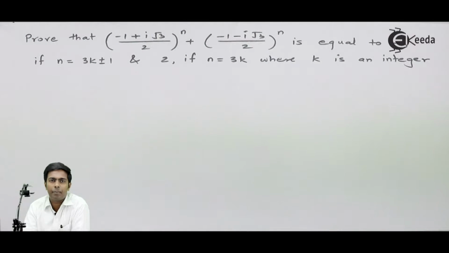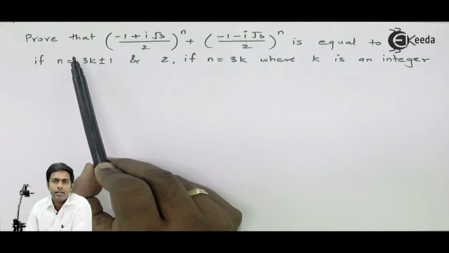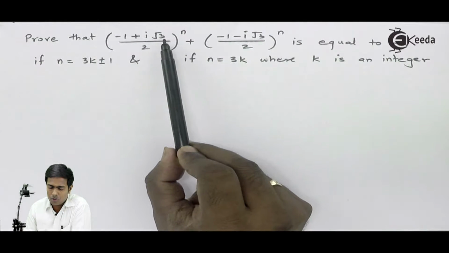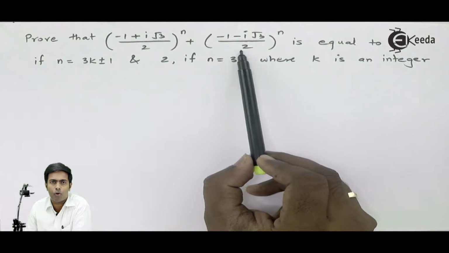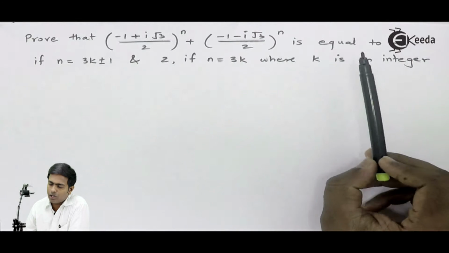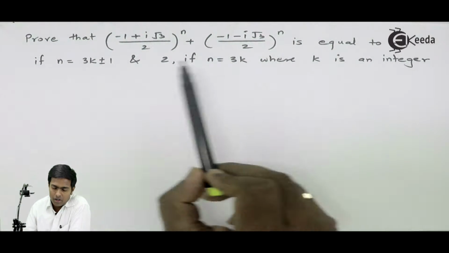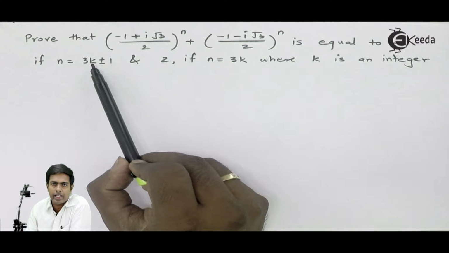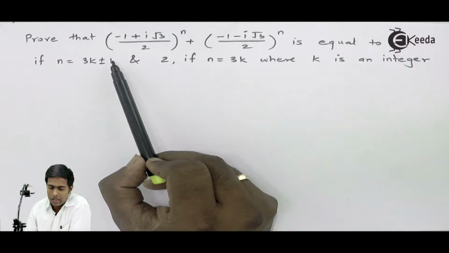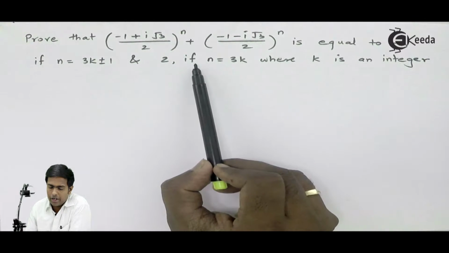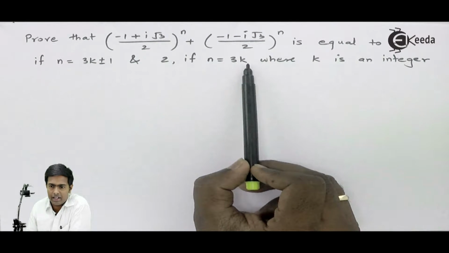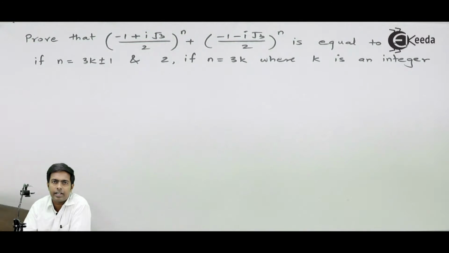Now, next example is prove that ((-1 + i√3)/2)^n + ((-1 - i√3)/2)^n is equal to -1 if n is equal to 3k ± 1, and the value of this is equal to 2 if n is equal to 3k, where k is an integer.